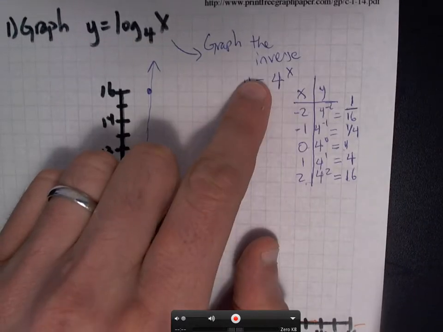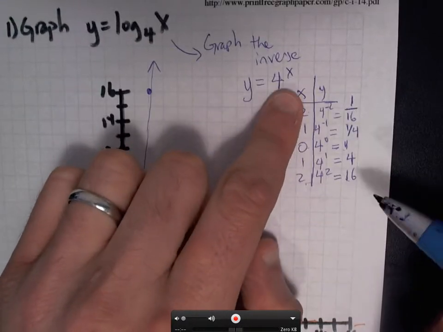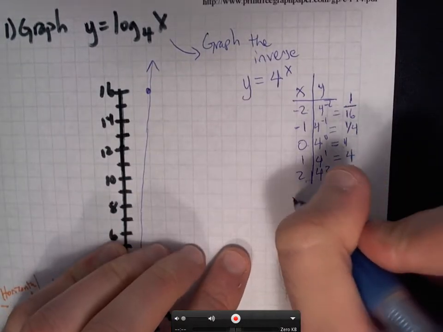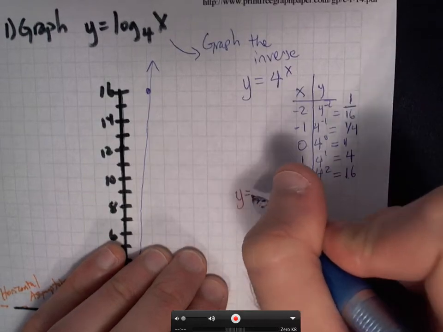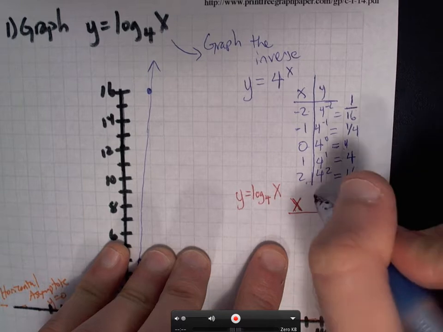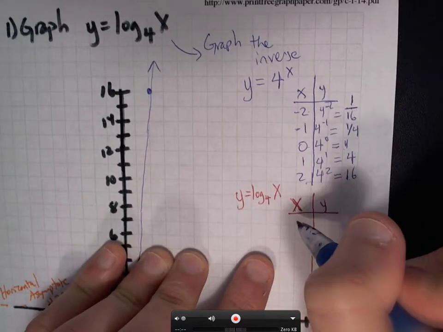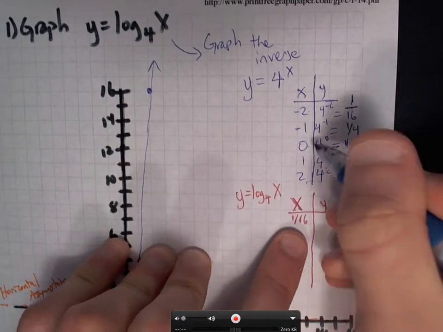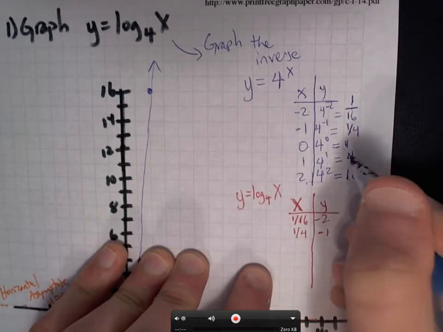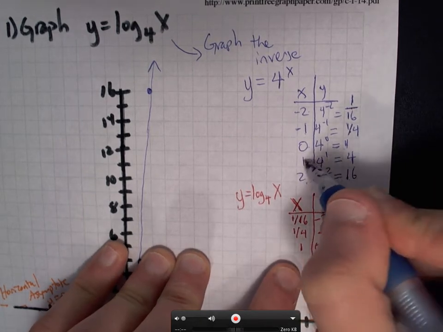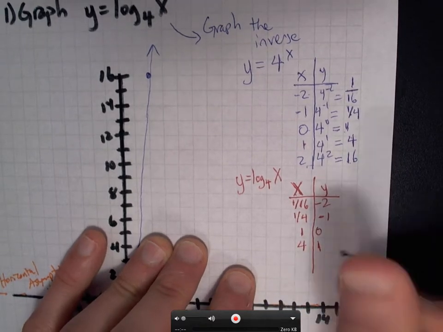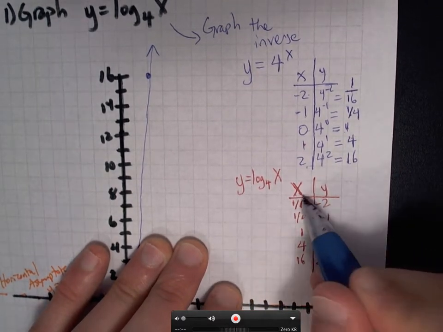But because these guys are just inverses, remember, inverse means domain becomes the range, range becomes the domain. So x becomes y, y becomes x. So let's just flip the coordinates. So for y equals log base 4 of x, just take these guys and flip them. So 1/16th goes to -2. 1/4 goes to -1. 1 goes to 0. 4 goes to 1, and 16 goes to 2.